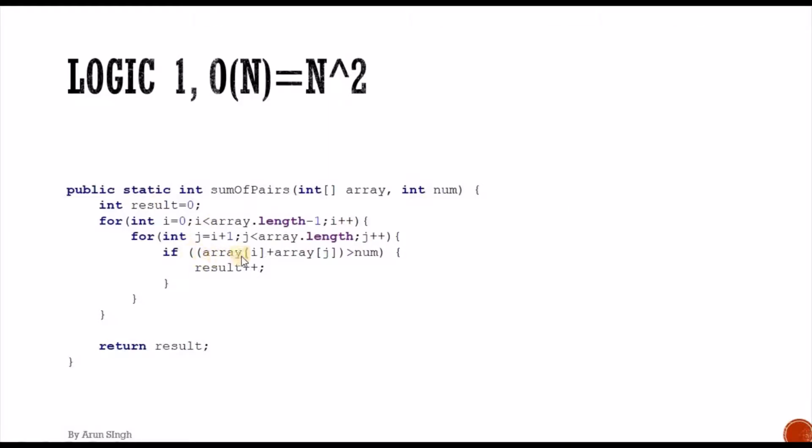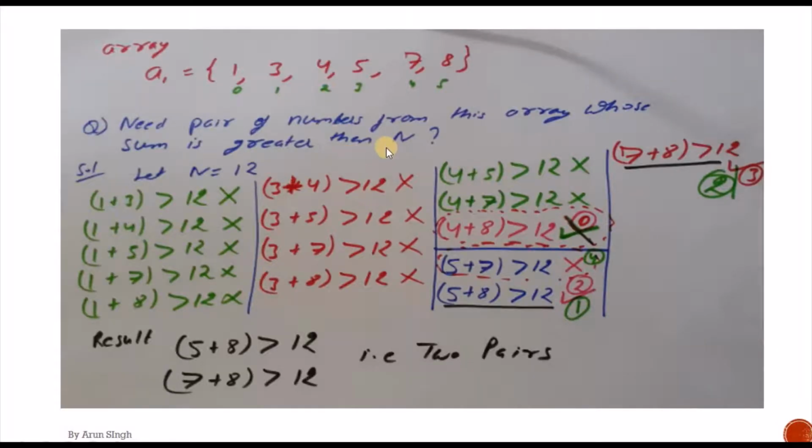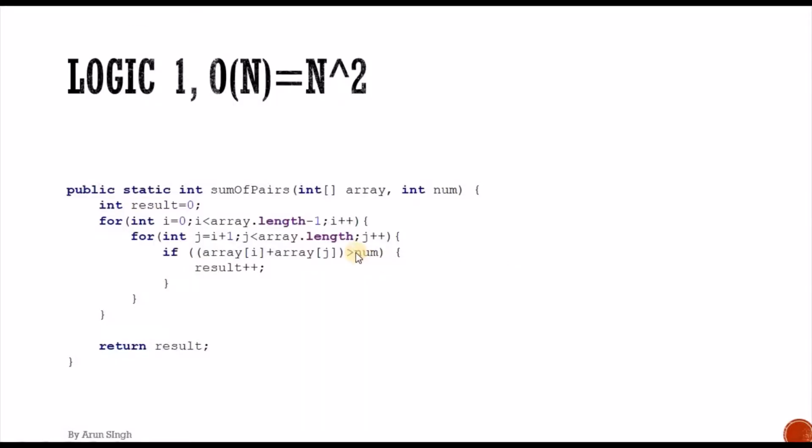So now I will have sum of array i plus array j greater than num, then result plus plus. Now if I say greater than or equal to, that is, I need this pair and this pair also, then I will simply have greater than or equal to here. And this is the result.